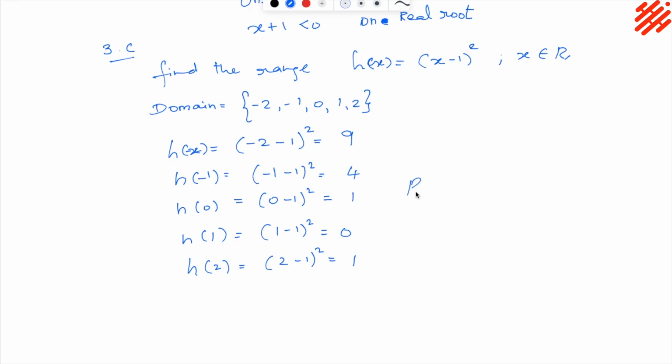So hence the range is the set of all possible outputs. As I said, we should not repeat these numbers again. So 9, 4, 1, 0. Here is the range.